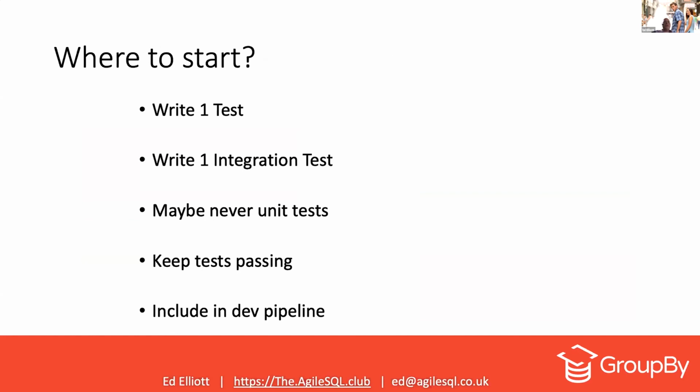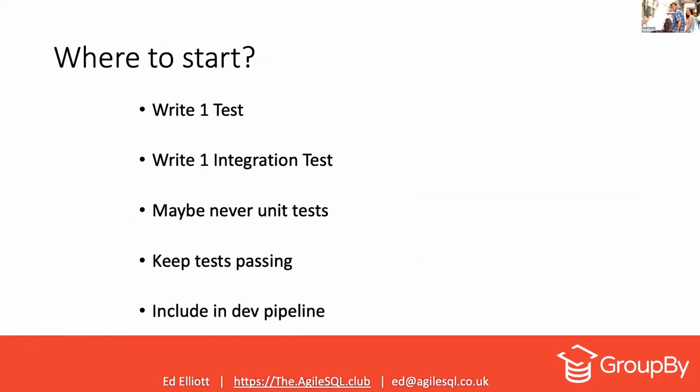So where do you start? Right, so you've got ETL pipelines, you've got no tests at all. So the first thing really is start with one test, start with one integration test. You probably might never even have unit tests if it's one of those pipelines where the infrastructure code and the business logic are all shoved together in one blob of XML. So maybe you'll never have unit tests.